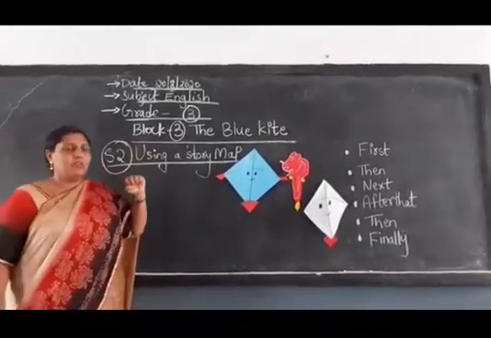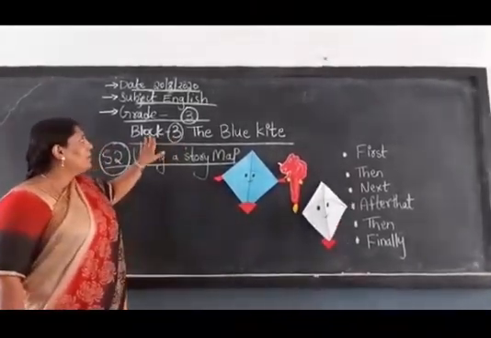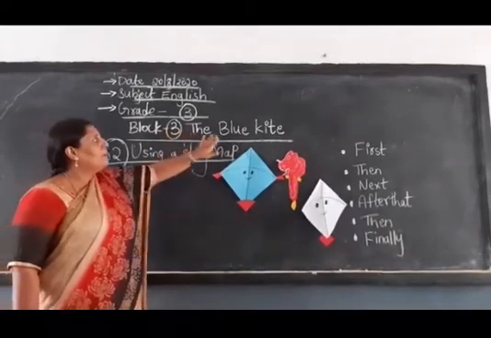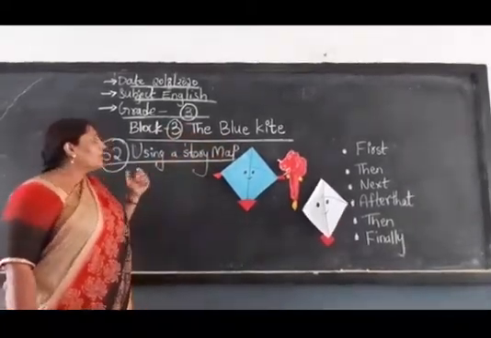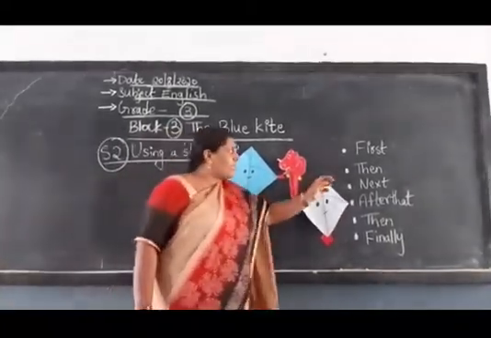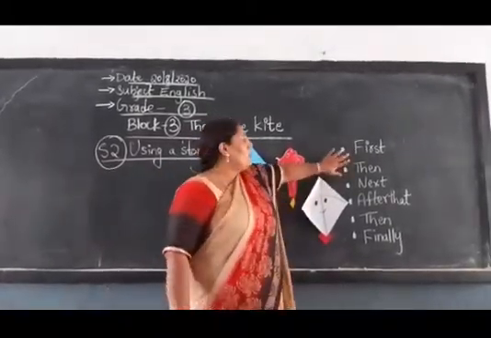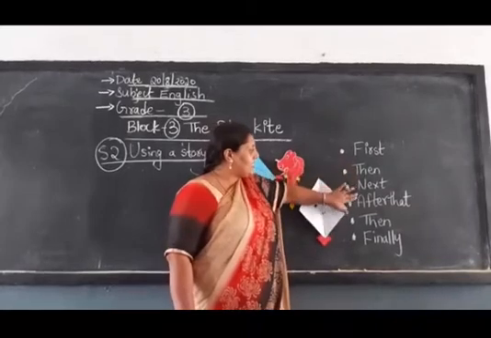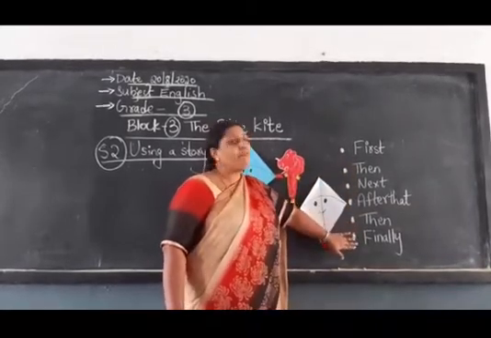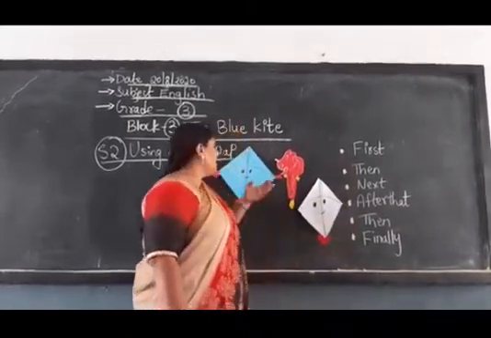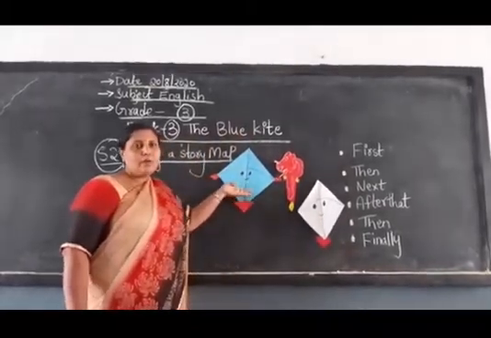Now see children, what we are doing: block 3, the blue kite. What did we do in S1? In S1 we studied how to write a story in sequence: first, then, next, after that, and finally. And what have we studied? We studied the story of a blue kite.